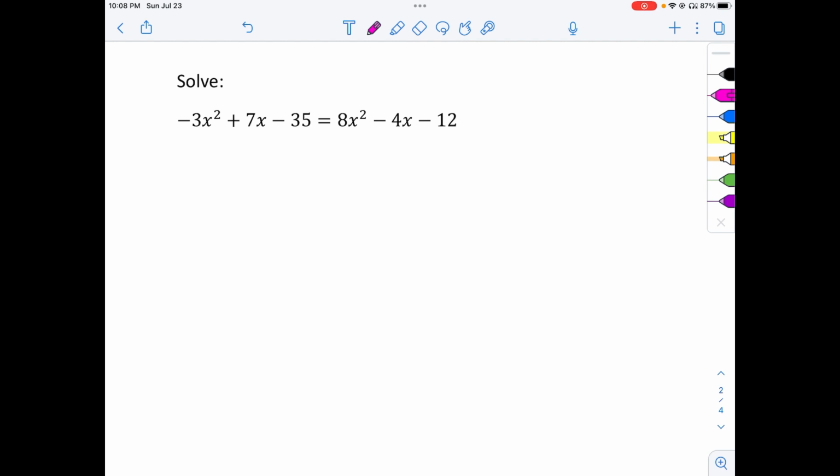So I've got 8x squared. So to bring that over, I need to subtract 8x squared. And I also subtract that on this side. Okay, so I write that directly below the only term that it impacts. I have -4x, so I'm going to add 4x to both sides. And then I've got -12, so I'm going to add 12 here, add 12 here.